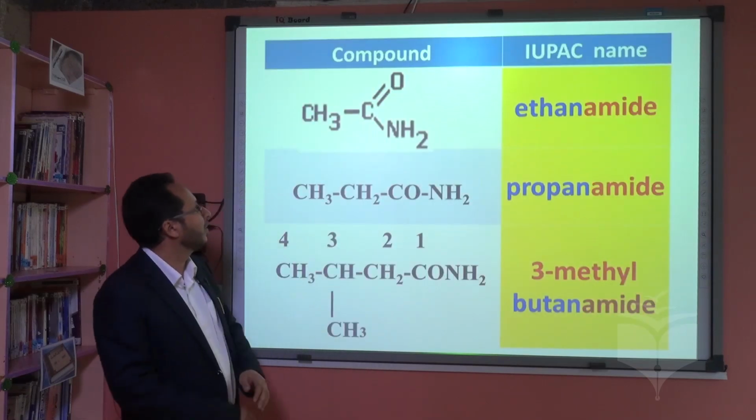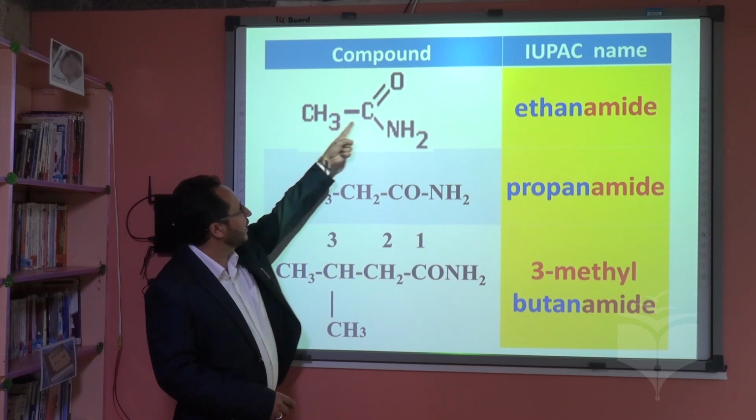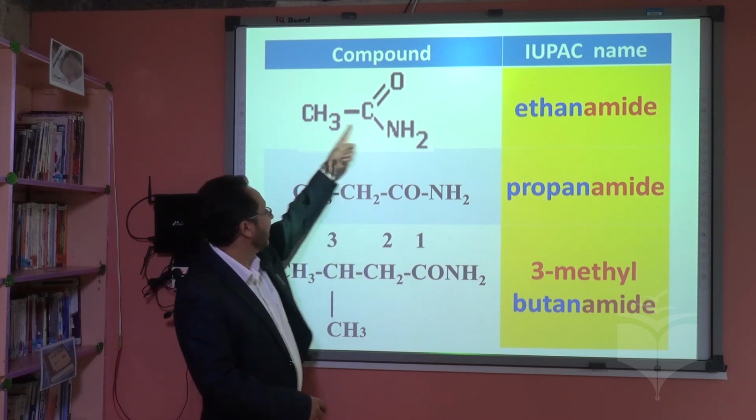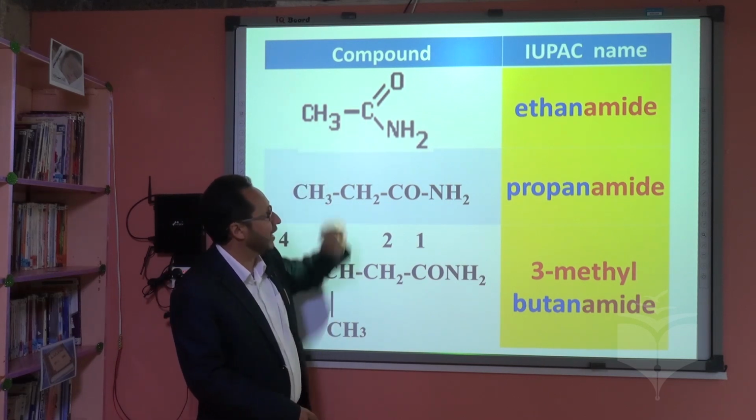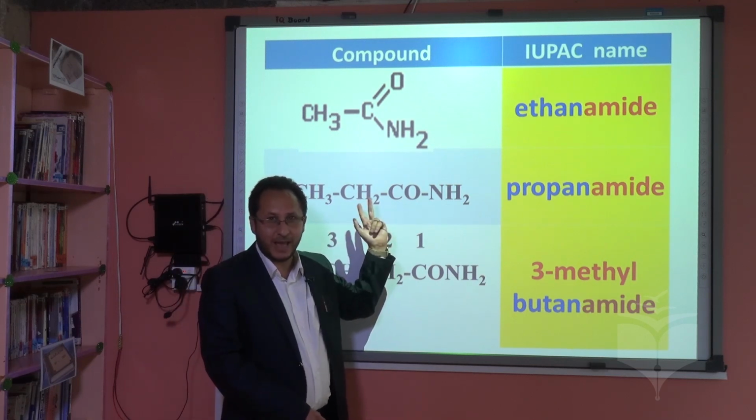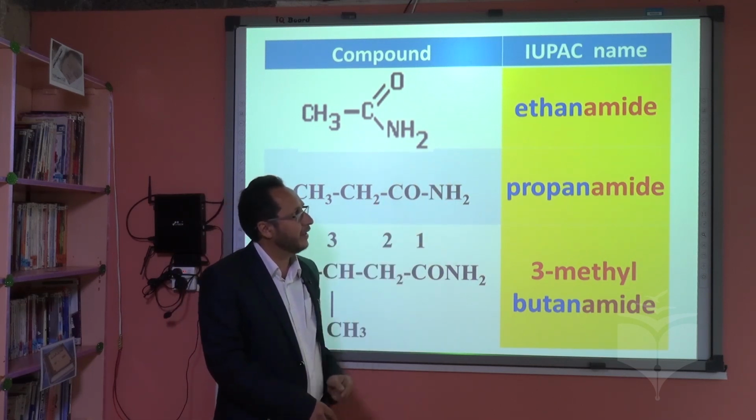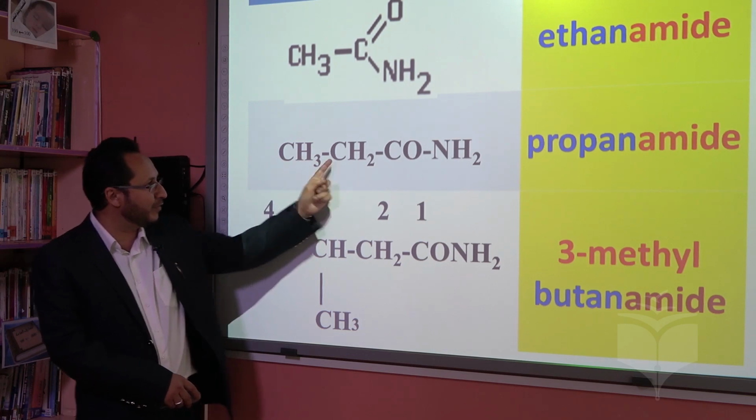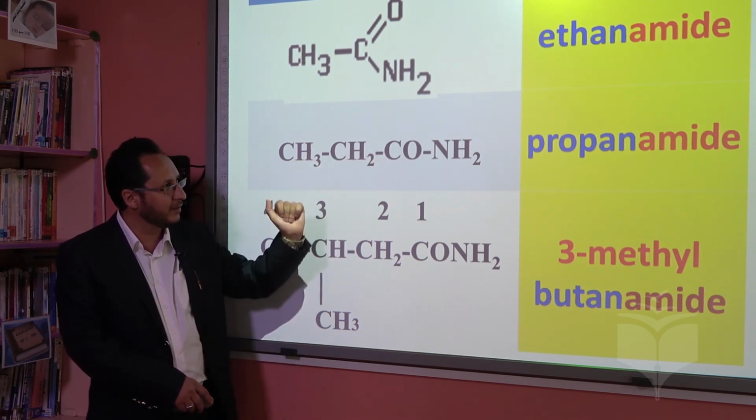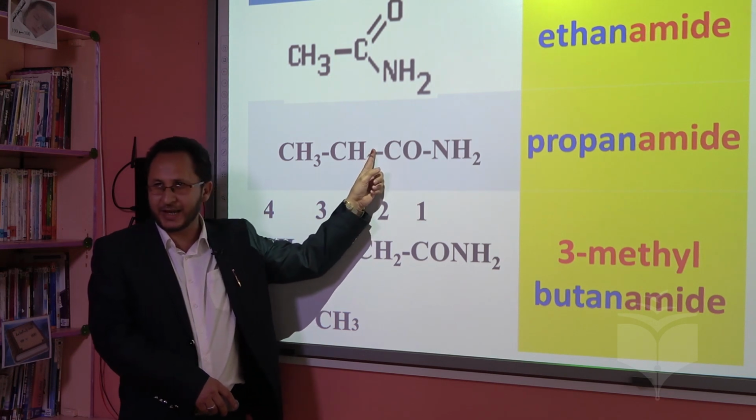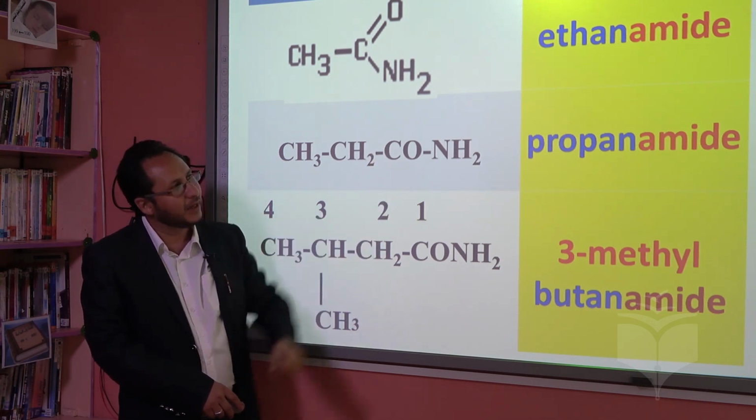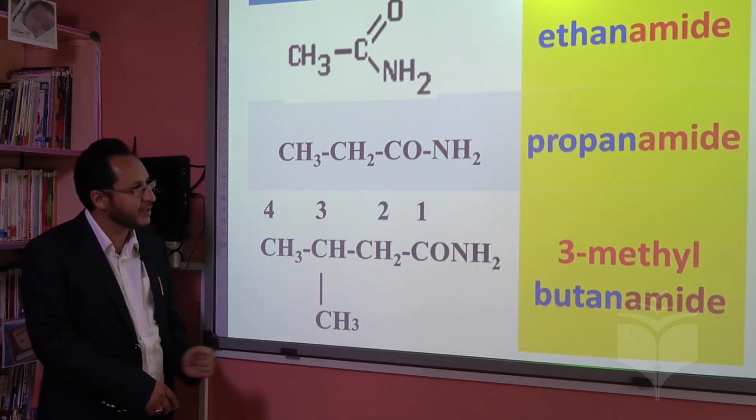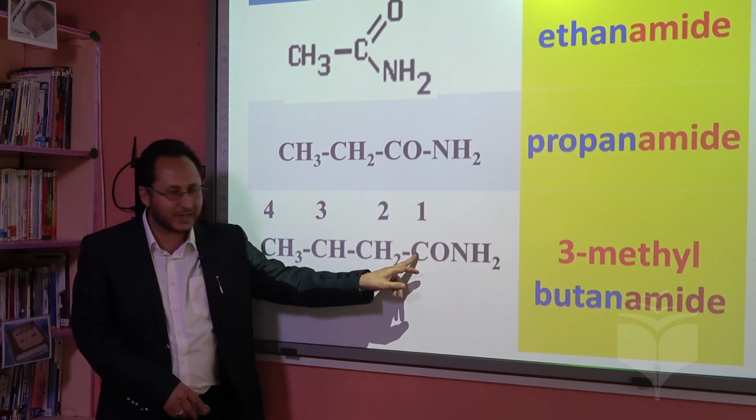Examples for this one? Look, here we have CH3, C double bond O, and NH2. So this is an unsubstituted amide. How many carbon atoms do we have? We have 2 carbon atoms. What is the 2 carbon alkane? It is ethane. Then we write ethanamide. If we have 3 carbon atoms, it is propane. But you have to remove the E from the alkane, from propane, and then write amide, so it is propanamide. If you have branches, CONH2 takes the lowest number.